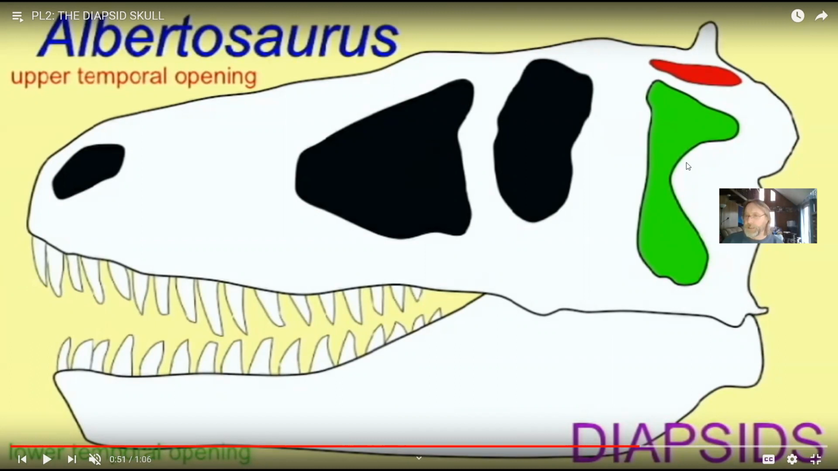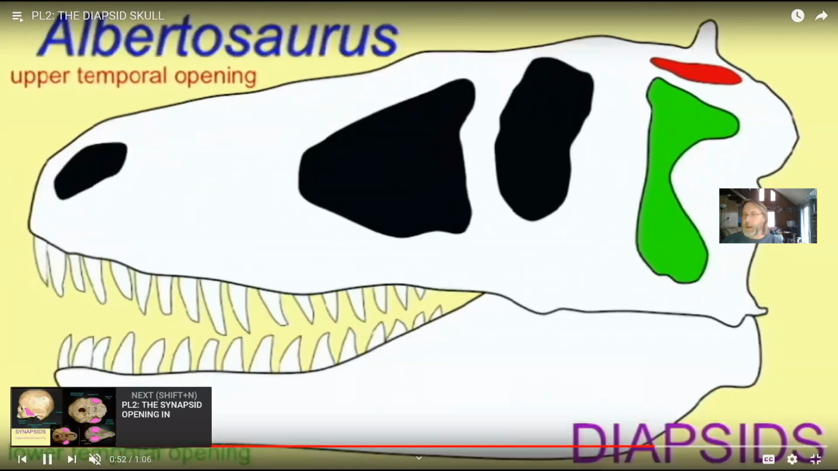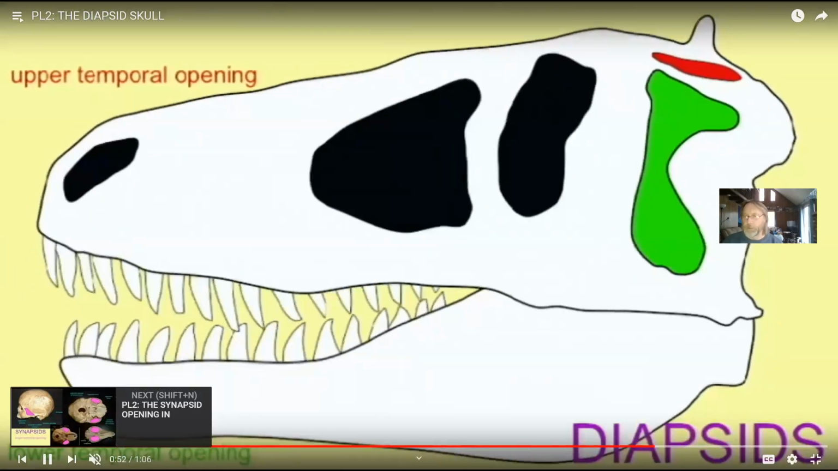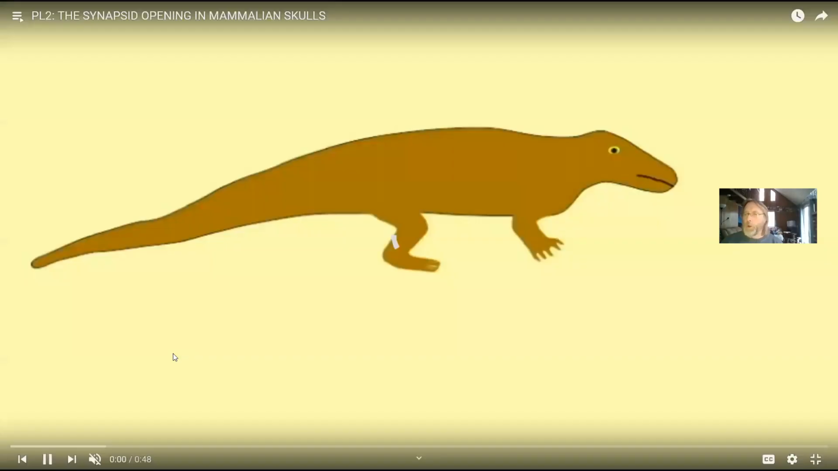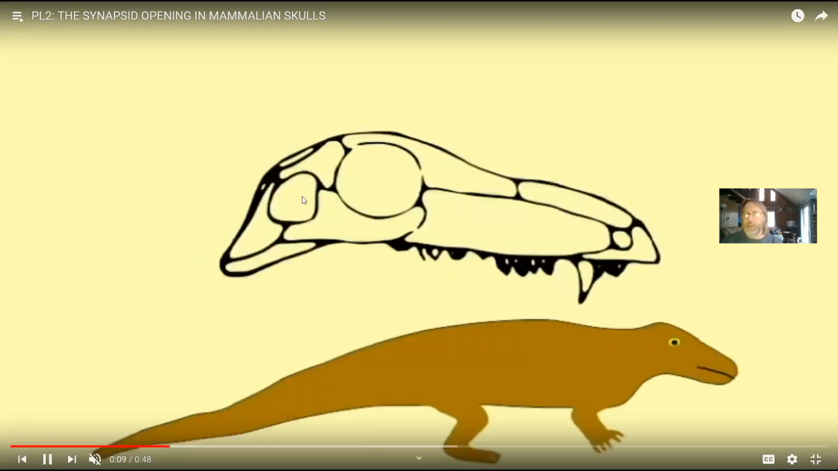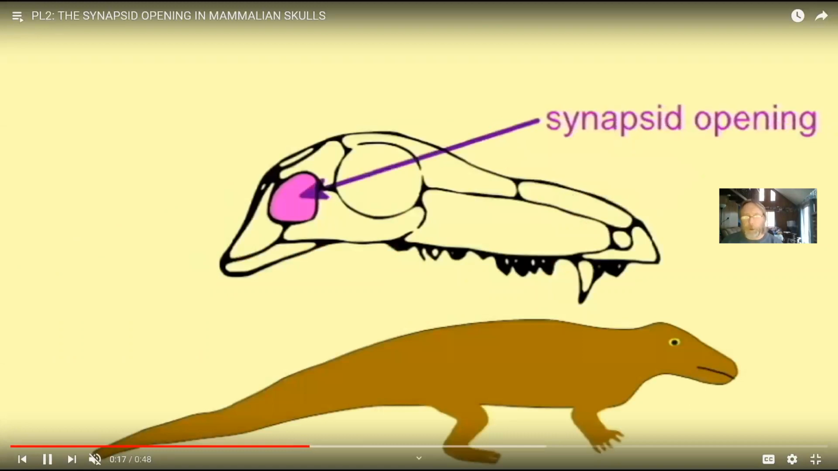They have two holes in the temporal region, an upper temporal opening and a lower temporal opening. The first reptiles were anapsids without those openings. But of interest to us is the group of reptiles which developed one opening here, which is called the synapsid opening. So the first reptiles had no openings, but here's a reptile from the late Carboniferous going into the Permian, which has one single opening known as a synapsid opening.